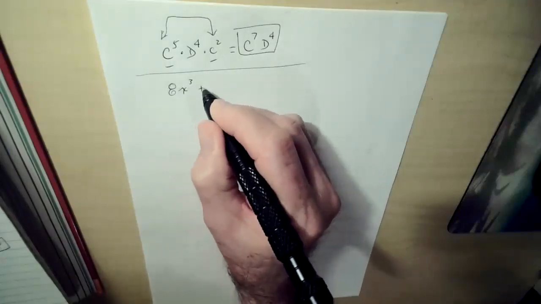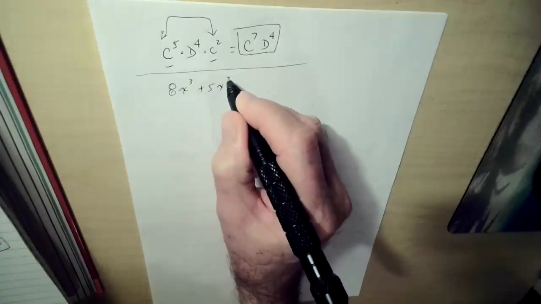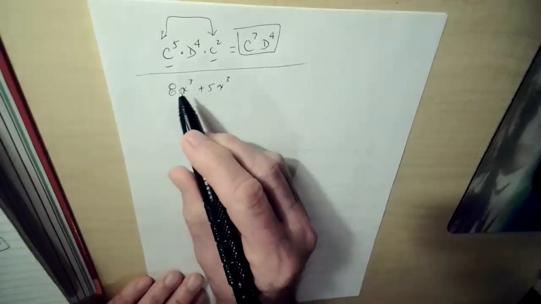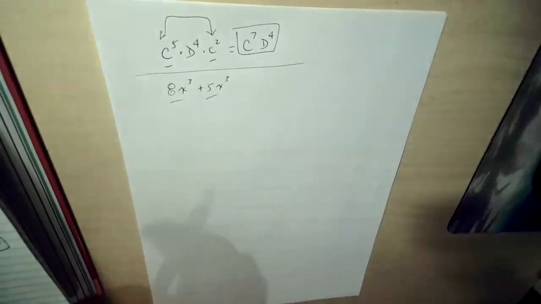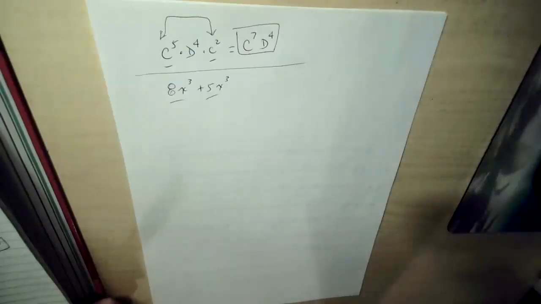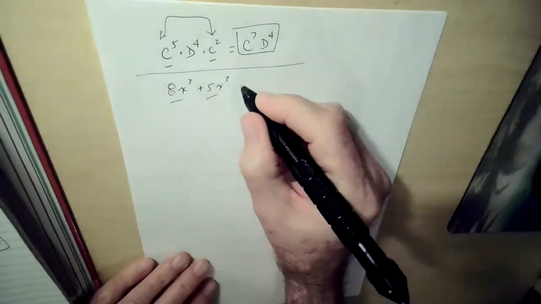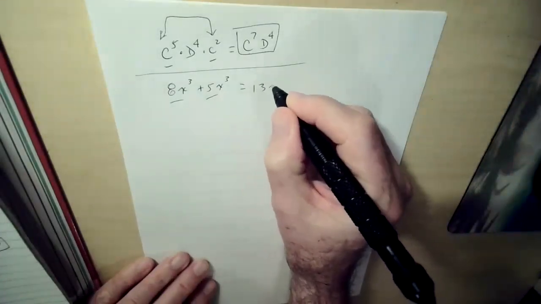Now, adding and subtracting. If you have 8 x cubed plus 5 x cubed, in order to be able to add these two terms, you must have the same exponent and the same base number.